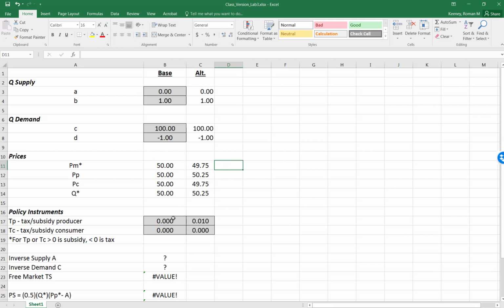We could say, what's the difference in the market price when we add a 1% subsidy to producers? So it's 50 versus 49.75. Market price falls. Producer price goes up, consumer price falls, market quantity goes up. And we could do these all as changes, right, between the alternative minus the base case.